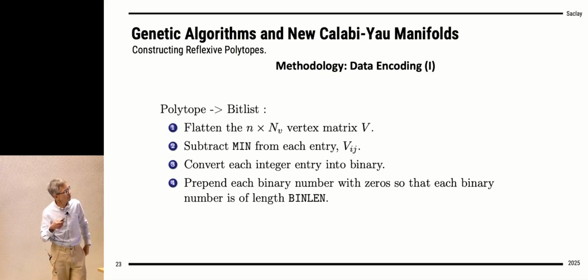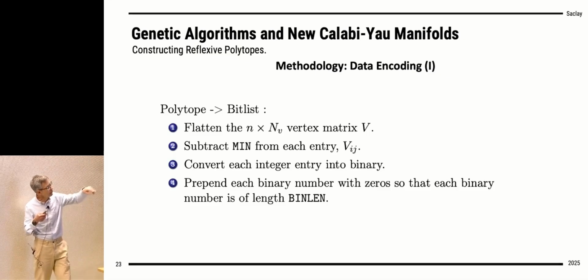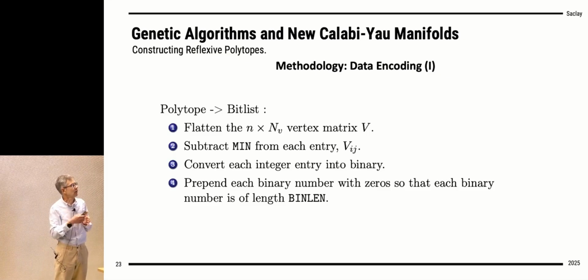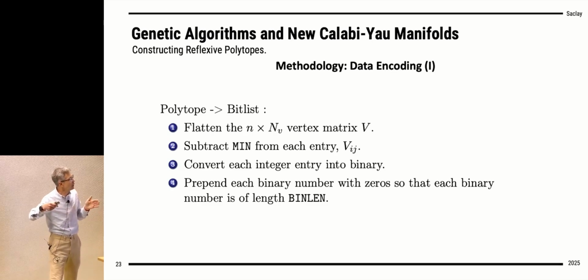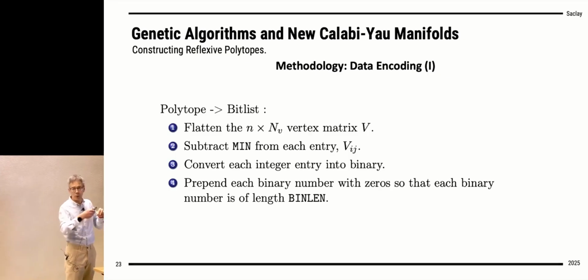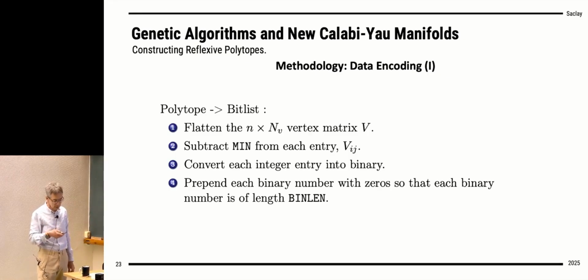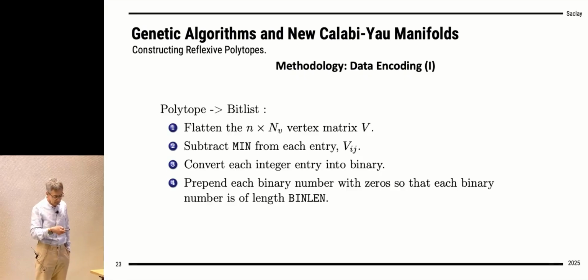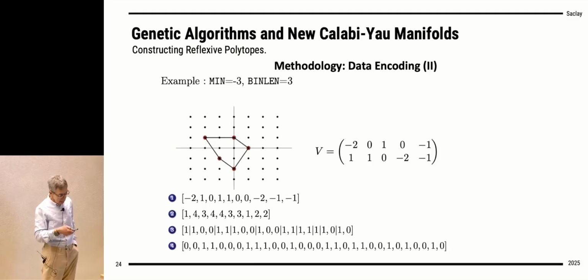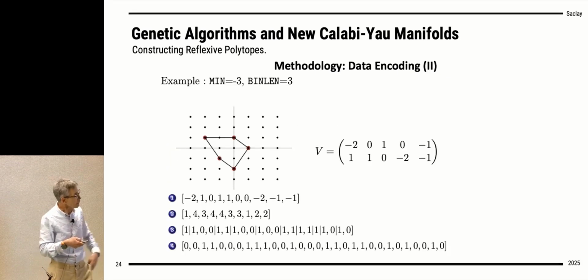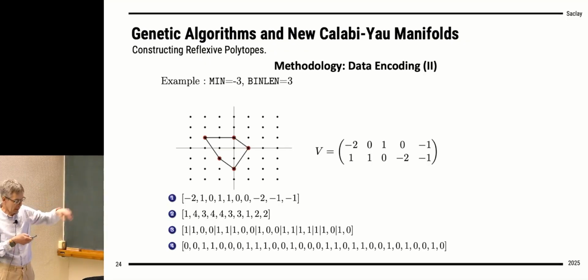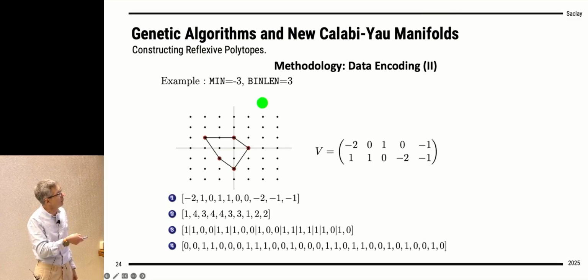Then you convert each of the integers in this matrix into a binary, and then you essentially get a long string of binary numbers, and it's that long string of binary numbers that is your input data, and then you perform this genetic algorithm evolution. So let me just give a simple example. So this is just a random two-dimensional polytope. As you can see here, this polytope has more than one internal point, and so it's certainly not a reflexive polytope. The vertices are listed here.